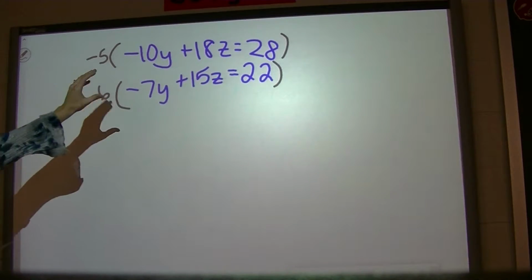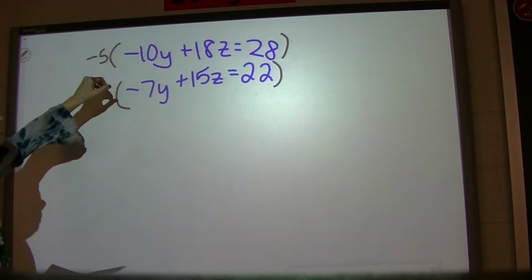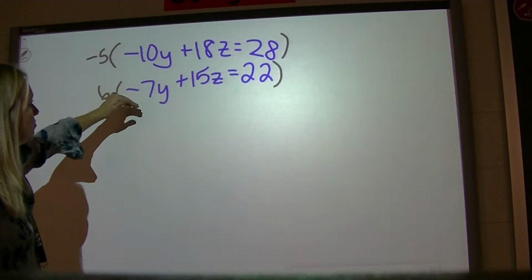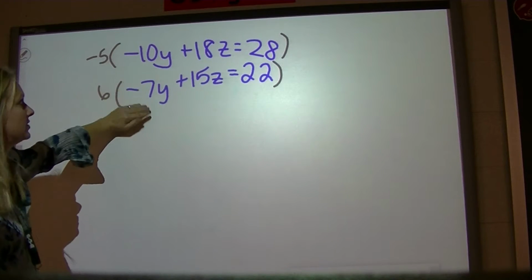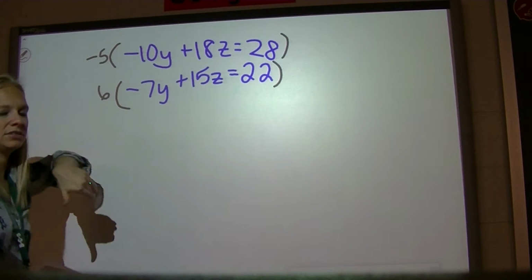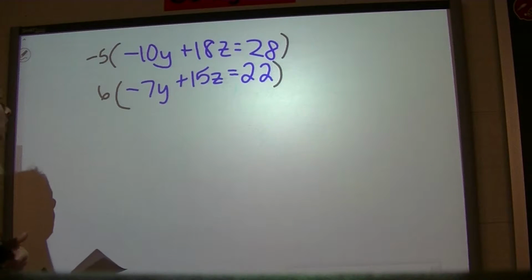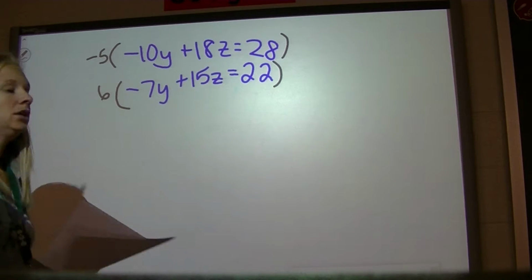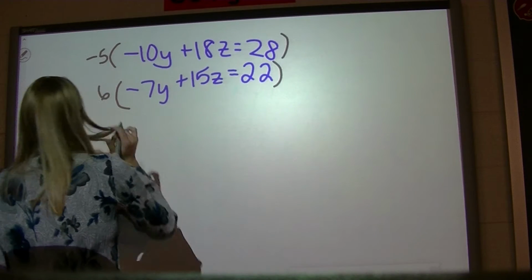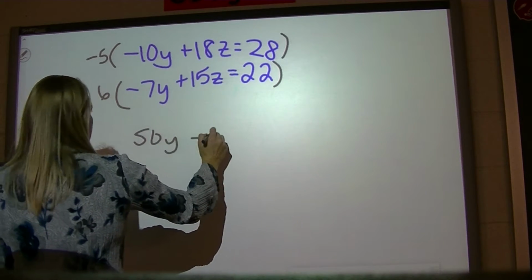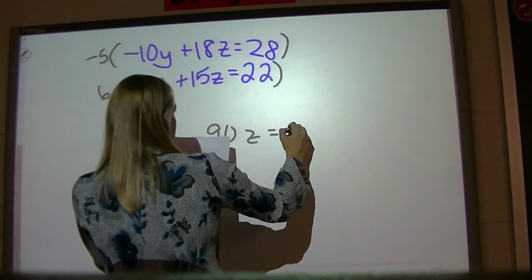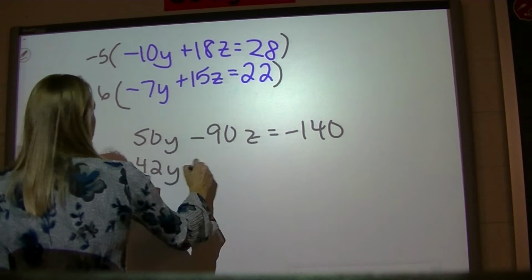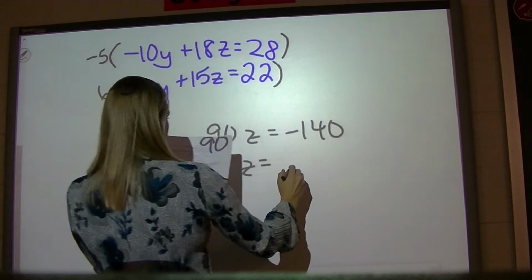Now, is this the only way you could solve it? No. I could try to cancel out my y's, and I could multiply that by negative 7, and this by positive 10, and then I'd have a positive 70y and a negative 70y, they cancel out. So there's a lot of different ways you could do it. Is this the best one? Maybe, maybe not. So let's multiply that out. I'll have 50y minus 90z equals negative 140, and then negative 42y plus 90z equals 132.